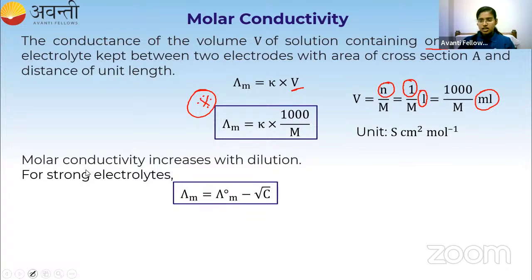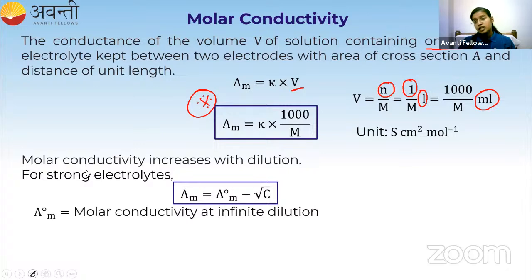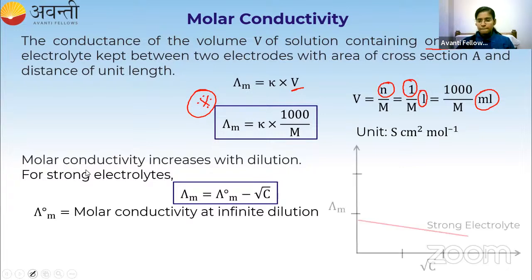C is the concentration here. Lambda m naught is the molar conductivity at infinite dilution, and C is the concentration. So if I try to draw a graph for a strong electrolyte, I will get a line like this, because you can see that this equation is in the format of y is equal to mx plus c.